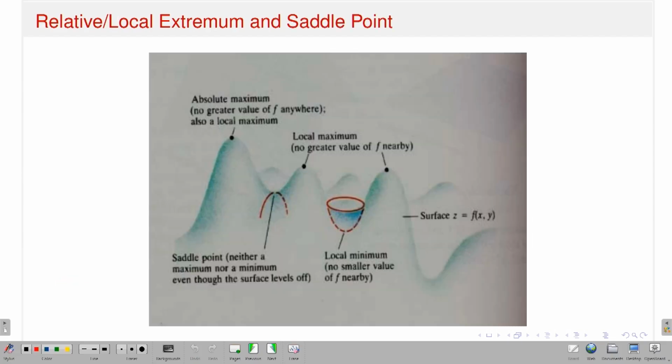Okay, so again pictorially you can look at relative or local extremum and saddle point. Of course, I will explain what I mean by a saddle point. Actually, the point is called a saddle point where you can have neither a local minimum nor a local maximum. That kind of point is called a saddle point.